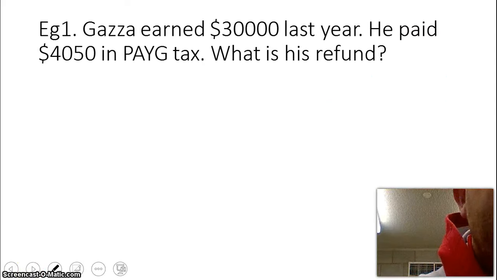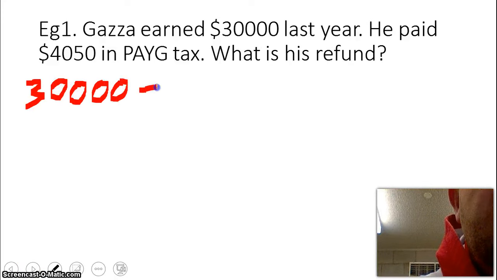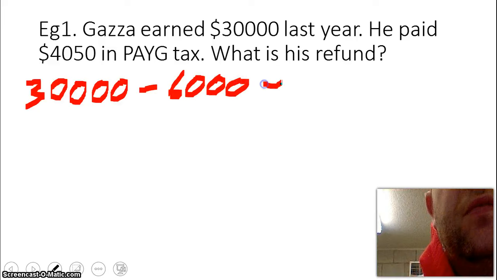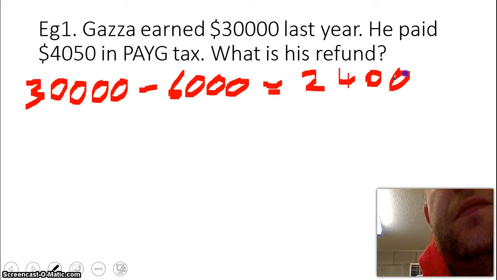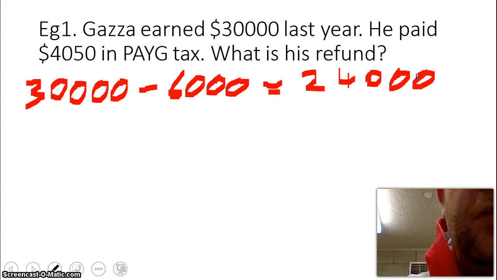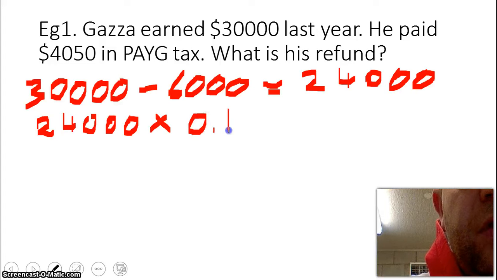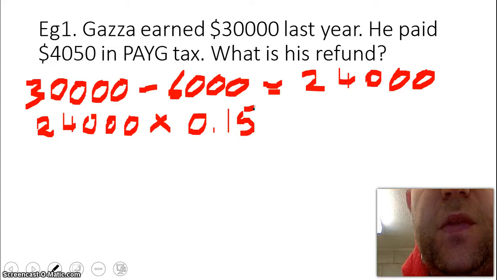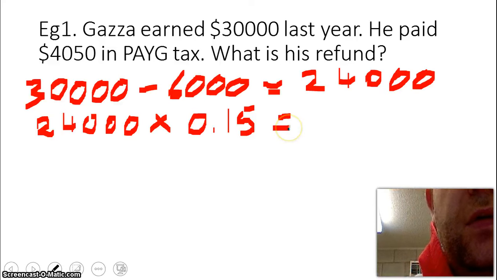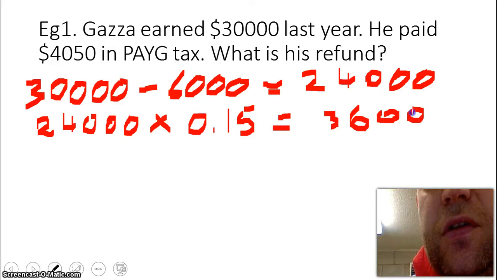So to work that out, we need to work out how much over 6,000 he earned. So we take away the 6,000 and we get 24,000. Next step, once we've got that, we know that's how much he pays tax on. So we've got 24,000 times 15 cents in a dollar, so that's 0.15 as a decimal. And we work that out to be $3,600.